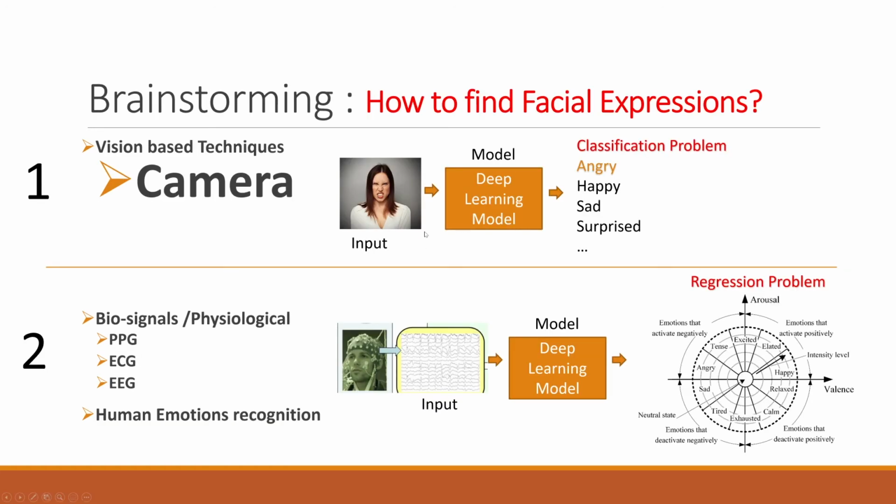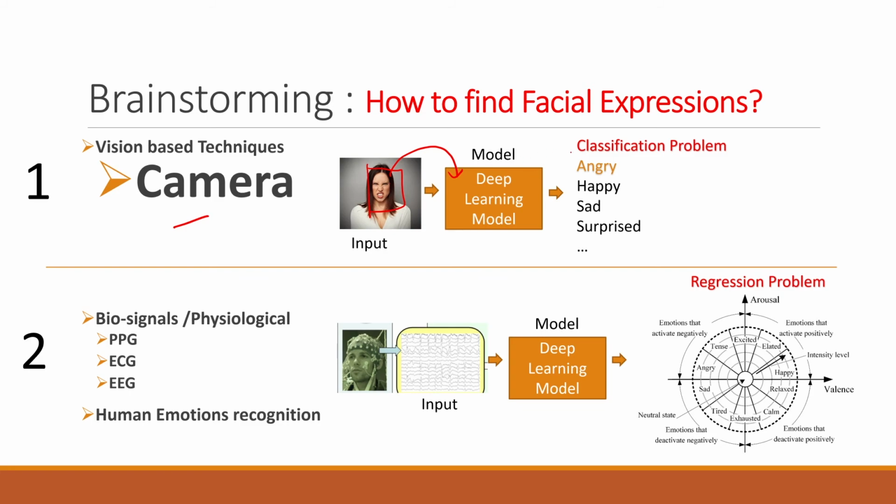Broadly speaking, facial expressions can be found by 2 different methods. One is the camera based technique and the other is the physiological based technique, also known as biosignals. For the camera based technique, for example, if I take a front looking image of a guy or a girl, detect the face and train these faces on my deep learning architecture, then after training, this model can classify any of the expressions correspondingly.